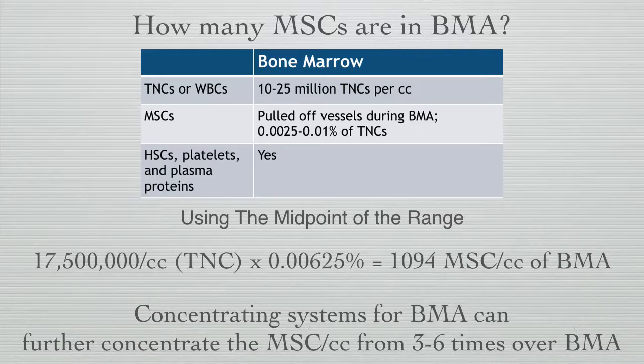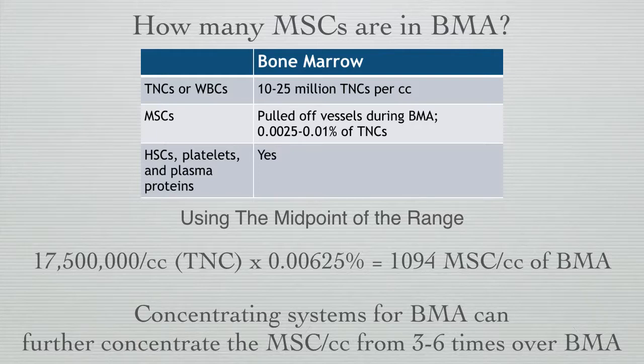Using the midpoint of the average, we can say that there is approximately 17.5 million total nucleated stem cells per cc, and if we use the average percentage of those cells that are mesenchymal stem cells, we end up with a rough approximation of about 1,100 mesenchymal stem cells per cc of bone marrow aspirate. I'm going to say that again. That's about 1,100 mesenchymal stem cells per cc of bone marrow aspirate.